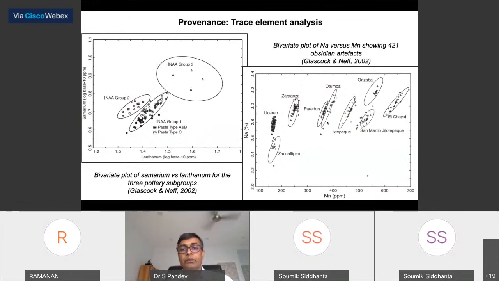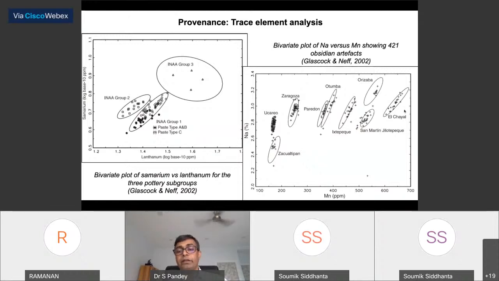Now here in this one, this is the plotting of obsidian wares in one of the societies, Mayan society in fact. And you can see again the grouping is based on manganese, as compared to sodium, and manganese would be a trace element. And looking at the comparison, you can see that all these obsidian material came from different locations, and they group differently.